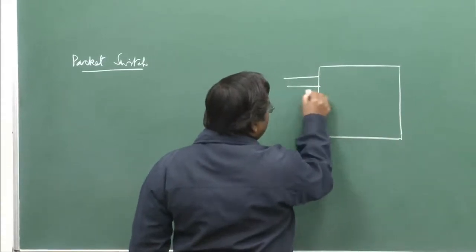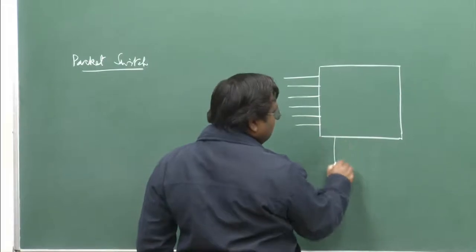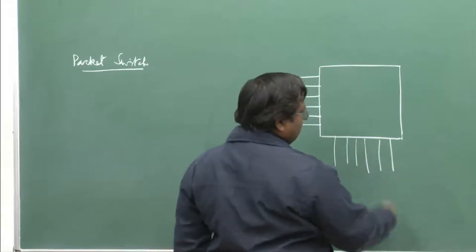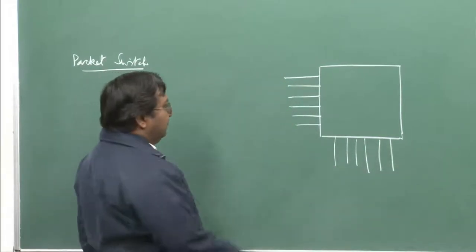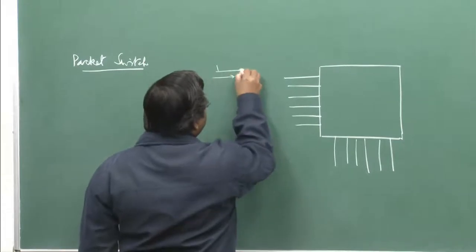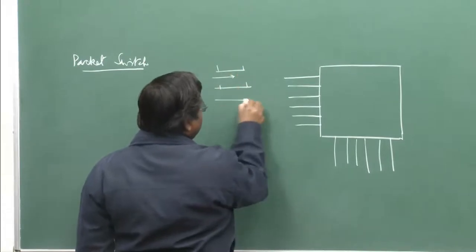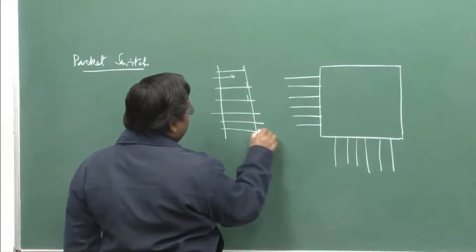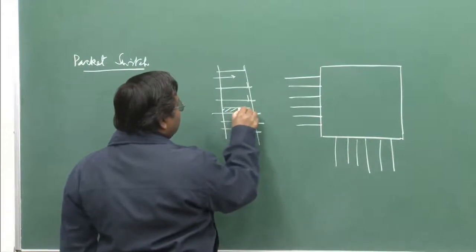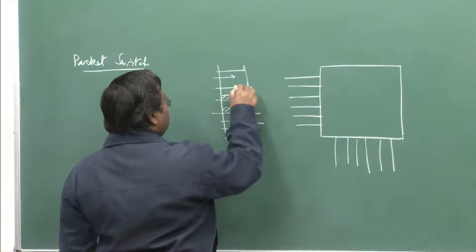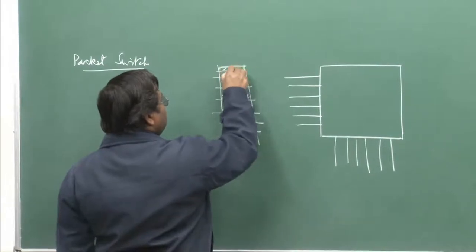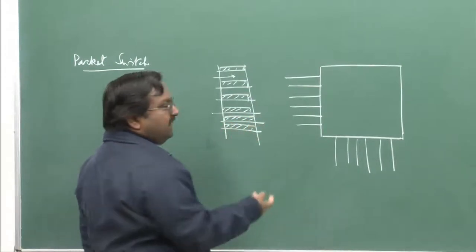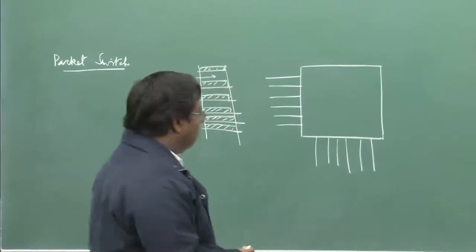Crossbar will have a certain number of inputs and a certain number of outputs. Usually they will be the same in number, and we are going to assume that packets are coming on each one of these lines, and they are all synchronized in time. So these are the packets which have arrived. On each one of these, there may be situations that there is no packet on a certain line. That's also possible. So what happens?